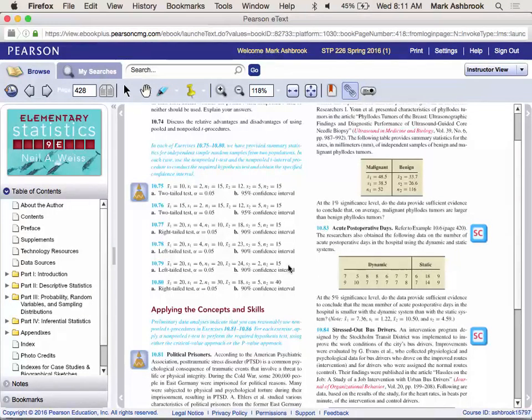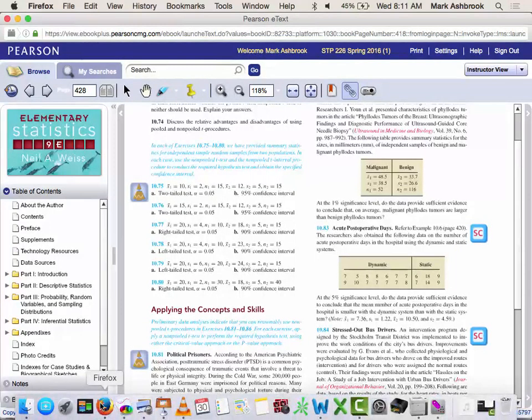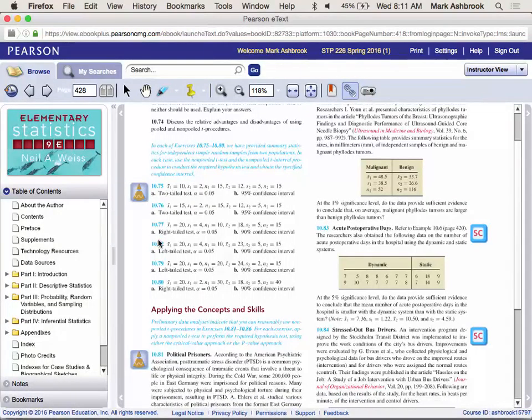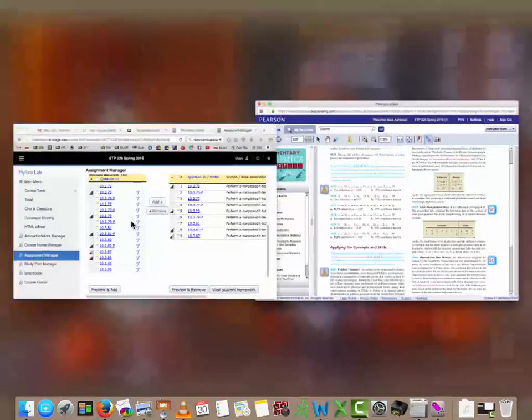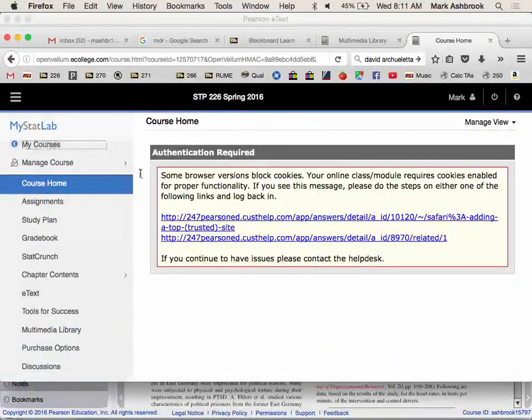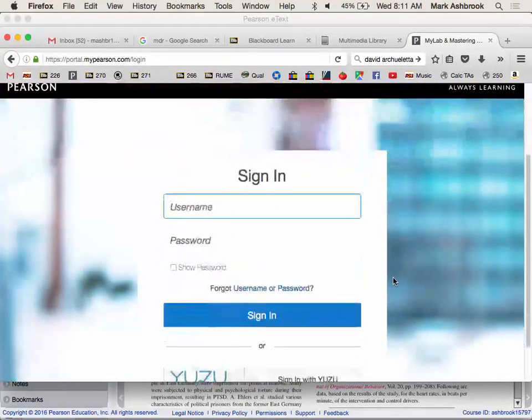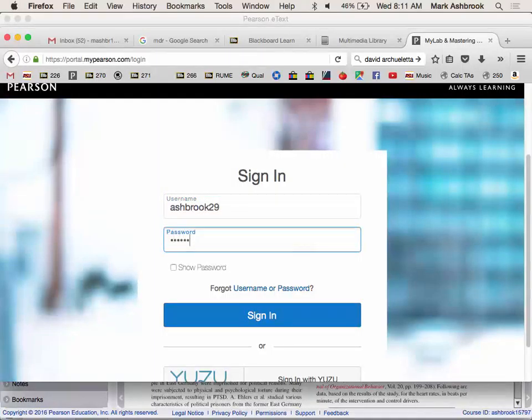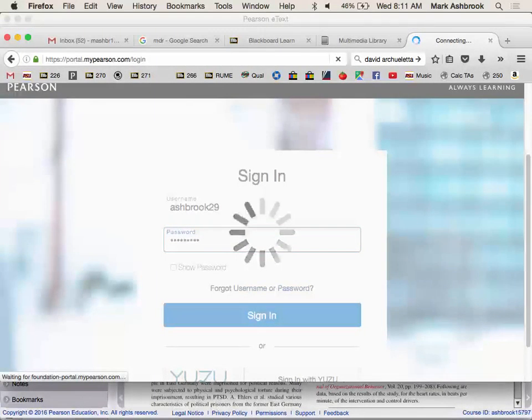So if you're at the main menu, I don't think you're going to have a direct link to StatCrunch in these problems like we've had in the past. So I'm going to show you this. It's part of your main menu, and then you go to the course in MyStatLab.